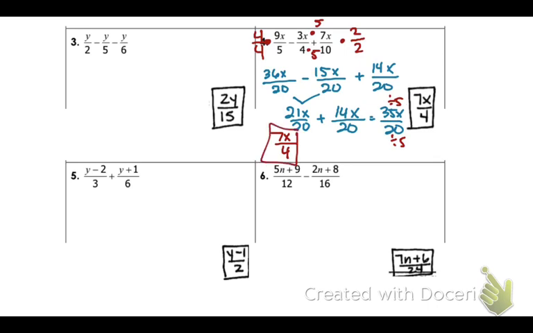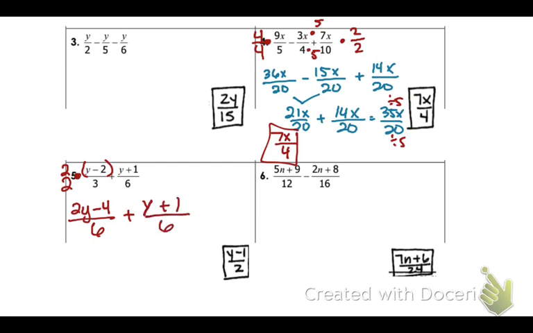Alright, let's look at number 5. So for number 5, the denominators are 3 and 6. This one I'm going to have to multiply by 2 because I don't want to do anything to the 6, because 2 times 3 is already 6, so there's no point of doing anything else. So I'm going to multiply everything by 2. That's going to give me (2y minus 4) over 6 plus (y plus 1) over 6.